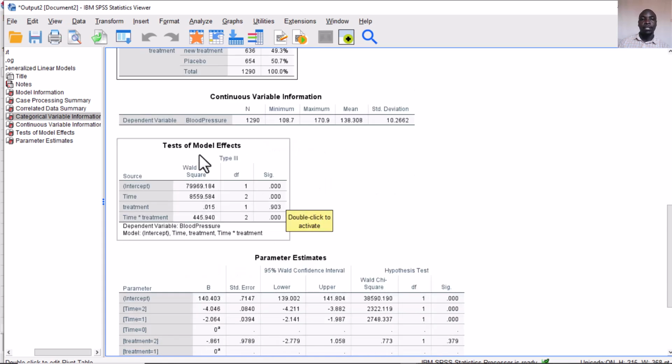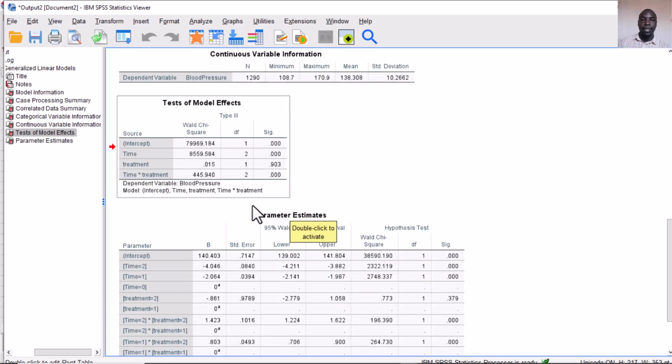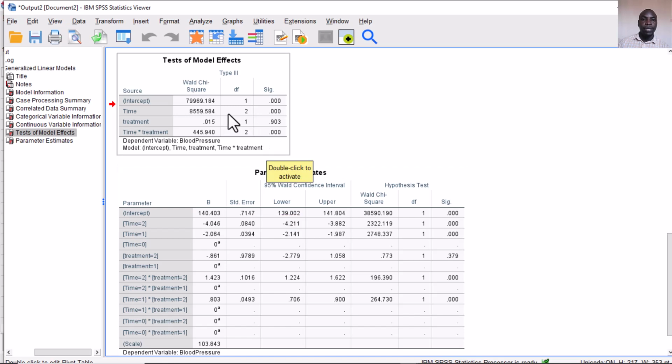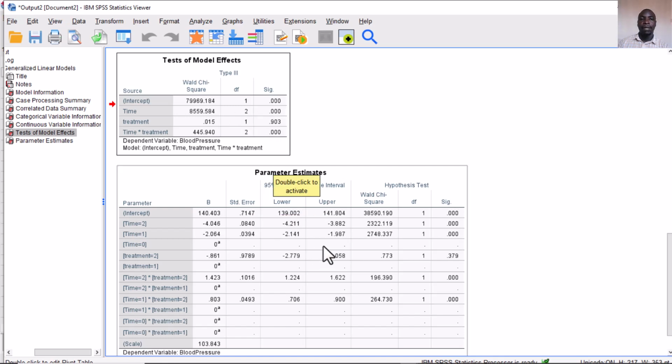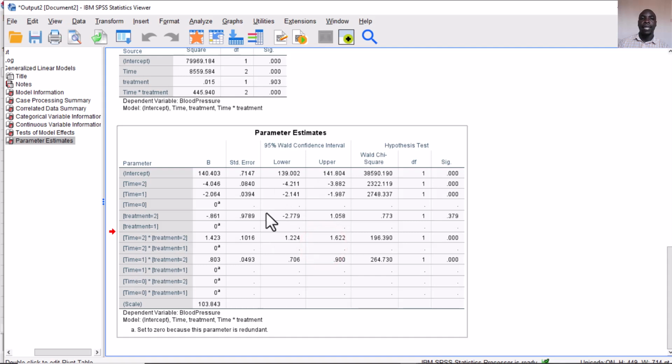Then we have the test of model effects, which shows you which of these variables are statistically significant. We can see that time and the interaction between treatment and time were statistically significant, whereas treatment had no statistical significance as far as the changes in the outcome are concerned. So it means we can go ahead and interpret these parameter estimates.